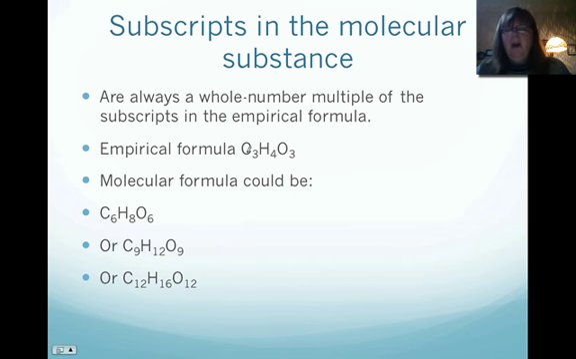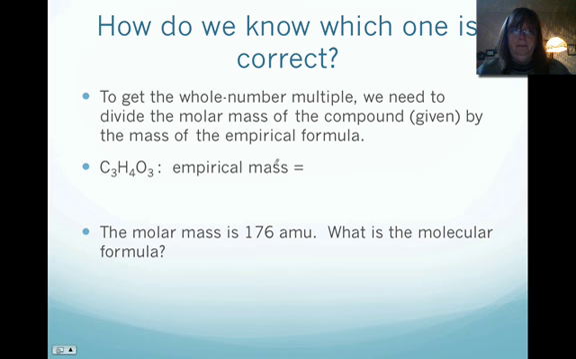So how do we know what these empirical subscripts have been multiplied by? Well, to get the whole number multiple, we need to take the molar mass of the compound, and that has to be given to you in the problem. And we are going to just divide it by the molar mass of your empirical formula, which you can figure out. All right, well, let's give this a try.